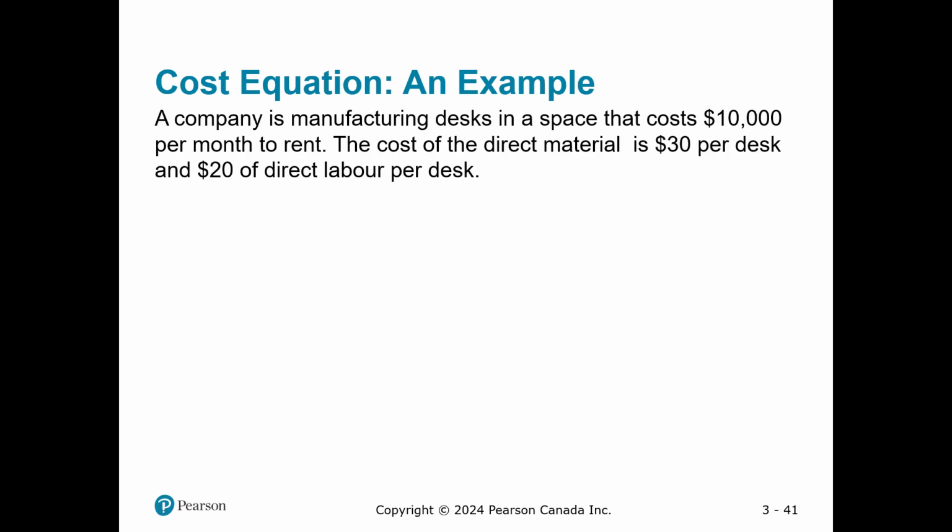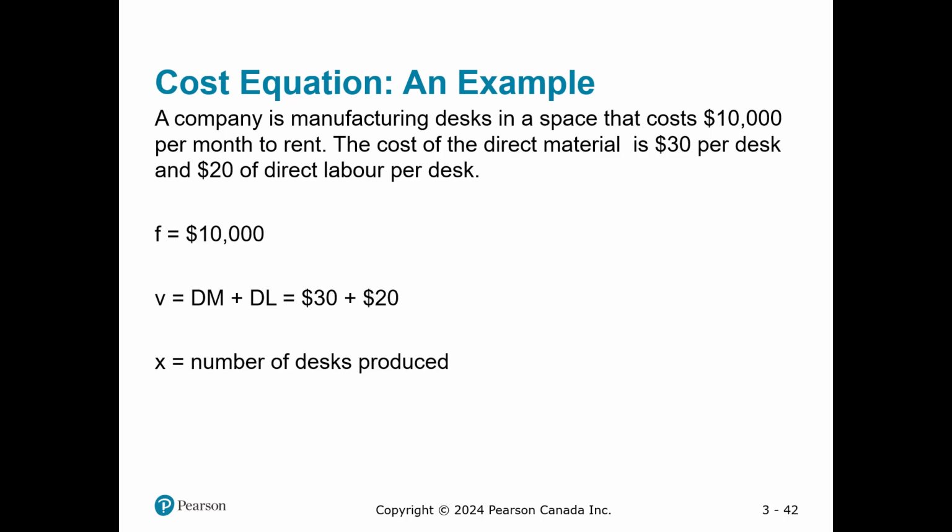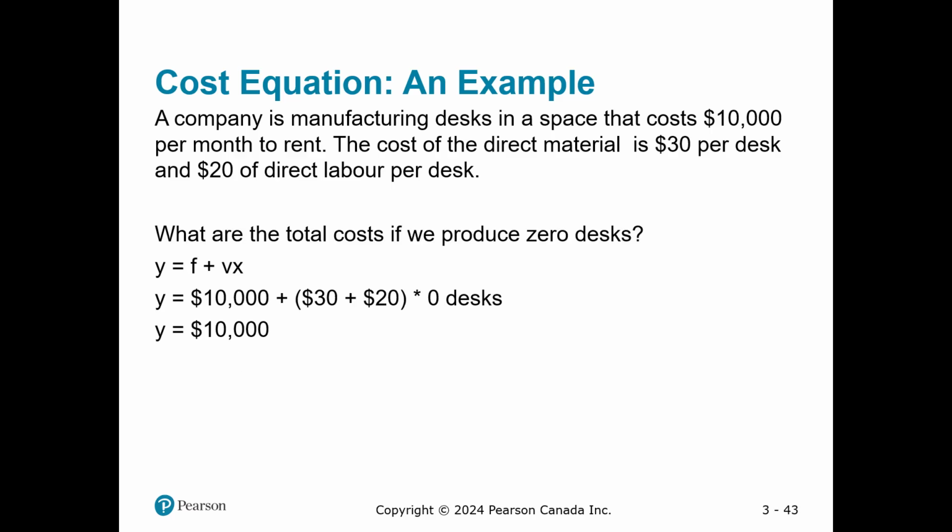So now let's go back to the question. Remember, $10,000 per month is the fixed cost, and the variable costs are direct materials of $30 per desk and direct labor of $20 per desk. We know that F is $10,000. V is the direct materials and direct labor, so that's 30 plus 20, and X is the number of desks produced. So what is the total cost if we produce 0 desks? Well, we can plug it into the formula. 10,000 plus (30 plus 20) multiplied by 0 desks, it's going to cost you only $10,000 because the variable costs in total are going to be 0 because we're producing 0 desks.